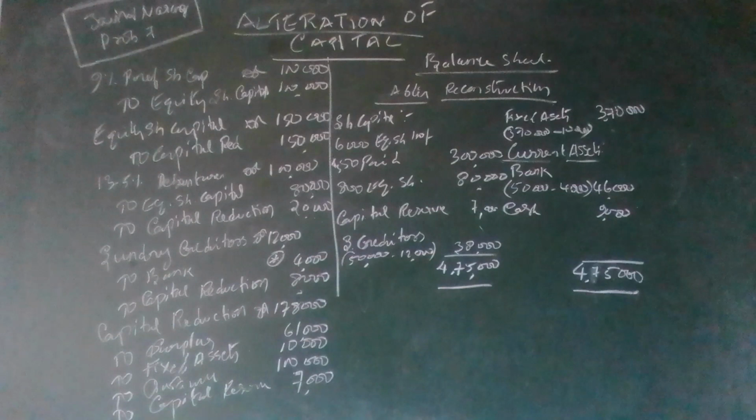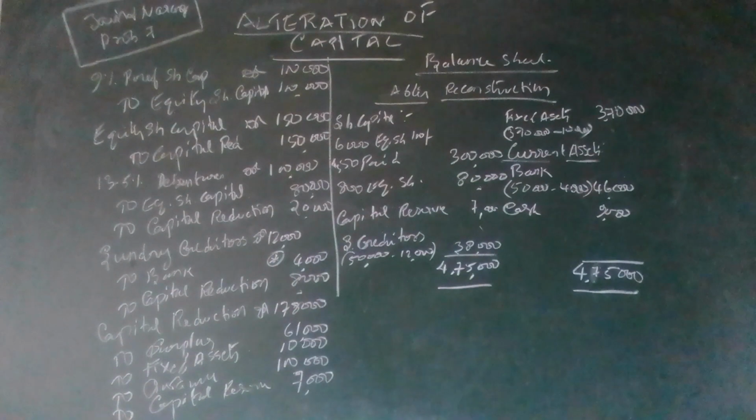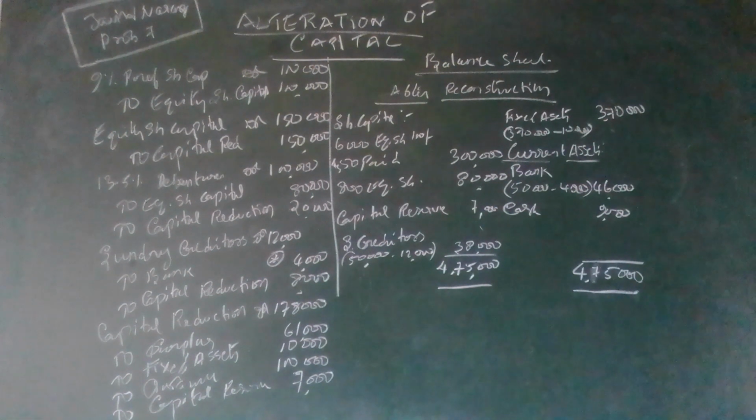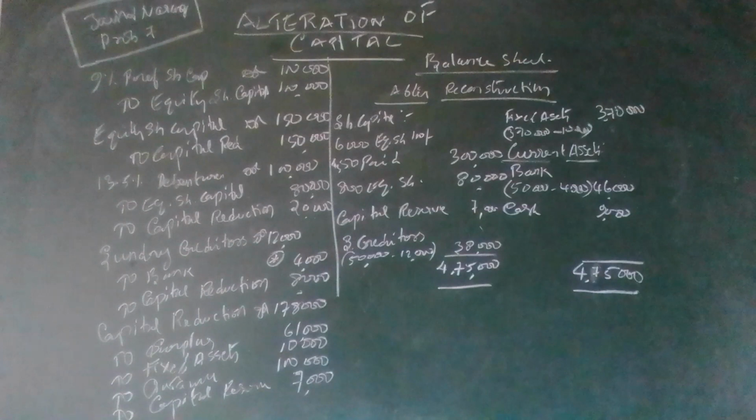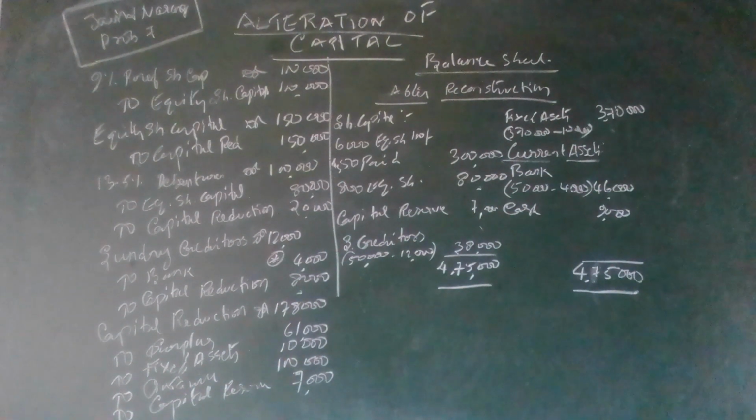So this is another important problem: when you are given capital reduction as well as capital alteration, how to pass the entry and how to treat it. Then another point is that when the creditors are adjusted, one part is adjusted and the other part continues in the new balance sheet. Then the third one is, when you find a balance in capital reduction, how that should be treated. These are all the important points we have to observe in this problem.